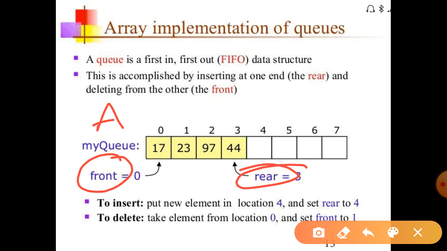How do we index? This is a of 0, a of 1, a of 2, a of 3, a of 4, like this. The first element is 17, available at a of 0. The second element 23 is available at a of 1. The next one is a of 2, 97, a of 3, like this.